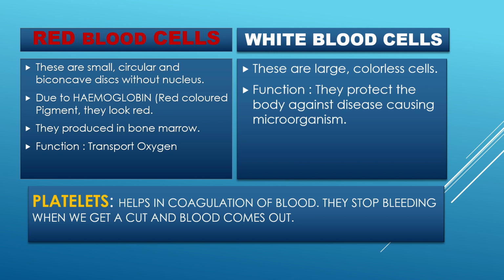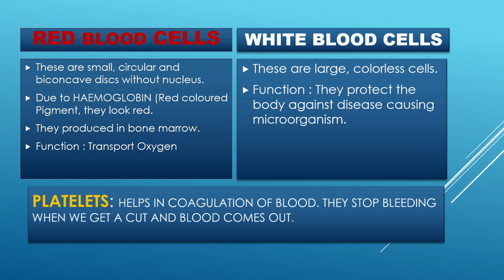Now, red blood cells. They are also known as erythrocytes. These are small, circular and biconcave discs and they do not contain a nucleus. A mature RBC does not have a nucleus. In RBC, a red colored pigment is present which is called hemoglobin, and due to the hemoglobin, the color of blood is red. RBCs are produced in bone marrow and the main function of RBC is to transport oxygen.